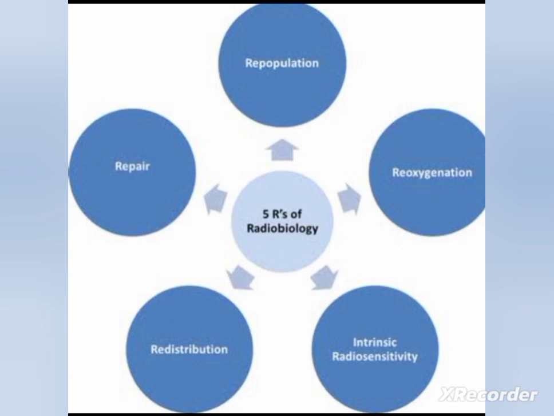Next one, intrinsic radiosensitivity. Based on the variety of cells we have, the radiosensitivity will be different. Based on its metabolism, glycolysis, it affects the radiosensitivity. Some tumors and some cells are radio resistant, so that's why we have to consider radiosensitivity while giving radiation therapy. Next one, redistribution. We know that there is a cell cycle, G1, M0, M1, like that. Based on the cell cycle, the radiation effects will vary. So that is the 5 R's of radiobiology: repair, repopulation, reoxygenation, radiosensitivity, redistribution.